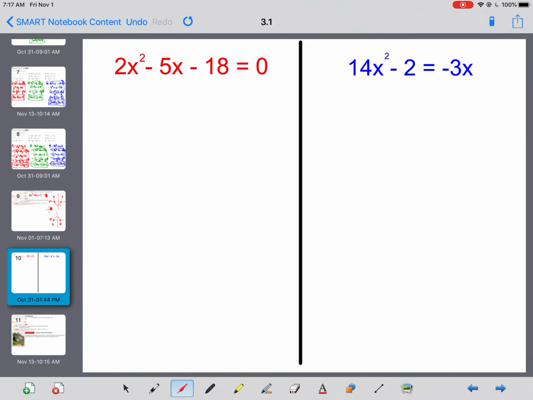So let's look at a couple of examples. Here we have 2x squared minus 5x minus 18 equals 0. Step 1 is get it set equal to 0. Well, luckily enough, it already says equals 0. So now all I have to do is factor it. Remember, always, every time, the first time, look for the greatest common factor. 2, 5, and 18. Well, 2 goes into 2 and 18, but not 5, so no greatest common factor.